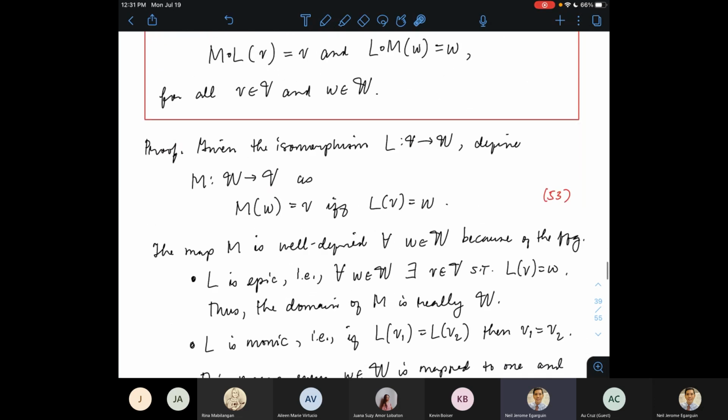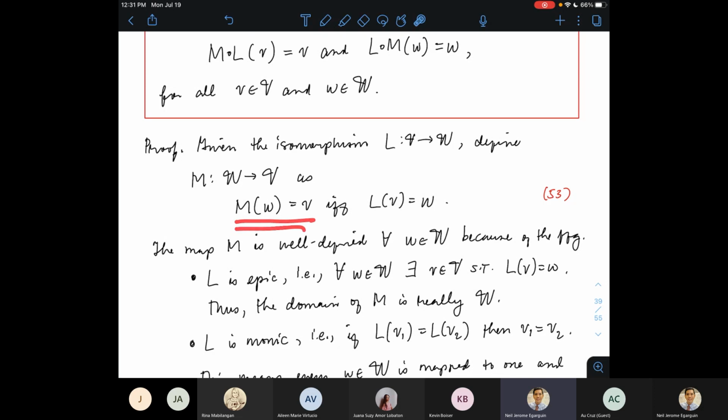So here, I define the function M from W to V to be the map such that M of W is equal to V if and only if L of V is equal to W. Okay? So that's my definition of the function M. And this is a well-defined map because, given W, always W in W, right?